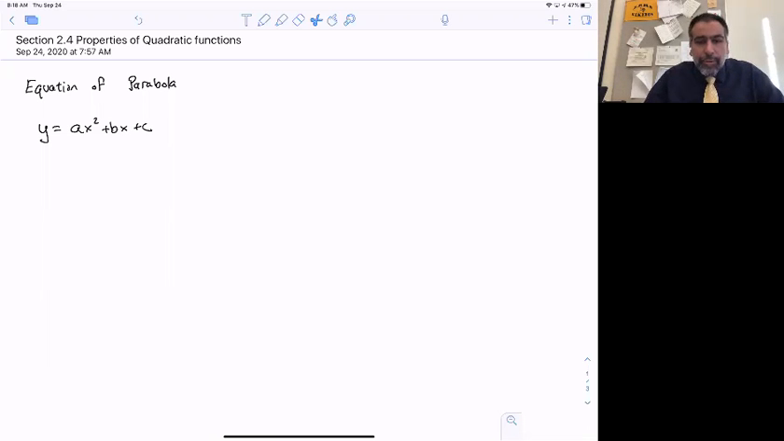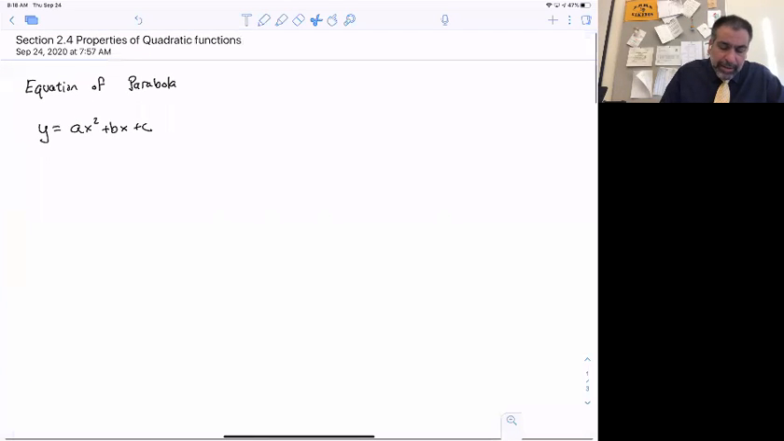We're going to be looking at several short videos today on section 2.4, which is properties of parabolas. We're going to start off by looking at the following equation that we talked about earlier. We've got the standard equation of the parabola, y equals ax squared plus bx plus c. And our goal today is to try to find the vertex of this parabola.